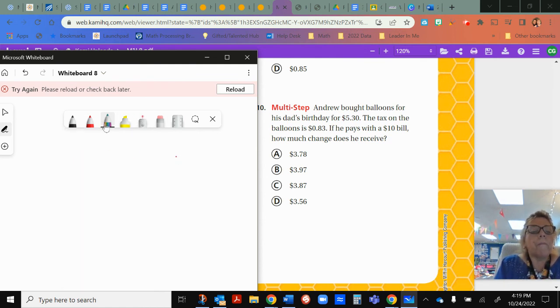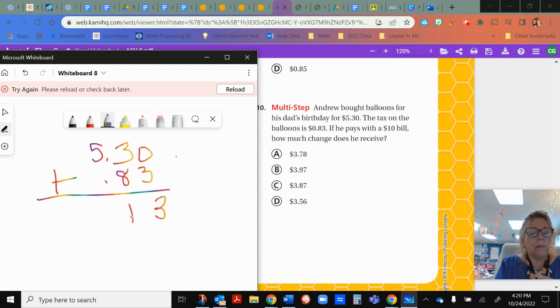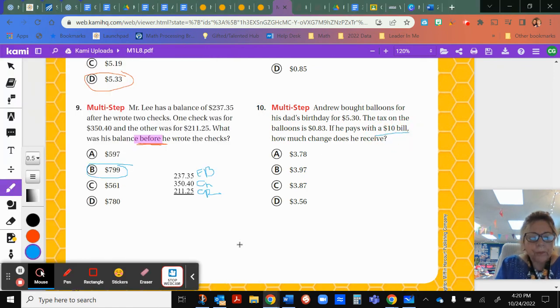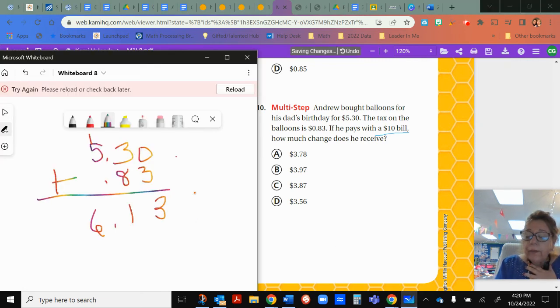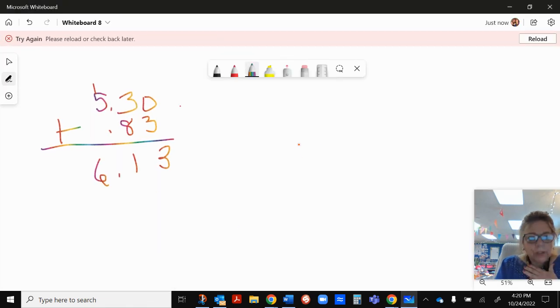All right. I have $5.30. Said that the tax was 83 cents. Add this up. That's 3, 8, 9, 10, 11. Regroup, 5, 6. So the total with tax is $6.13. But he paid with a $10 bill. Guys, what did I say? I am not a fan of double zeros or triple zeros. Just not a fan of it. But if you are, I bow to you. Great job.